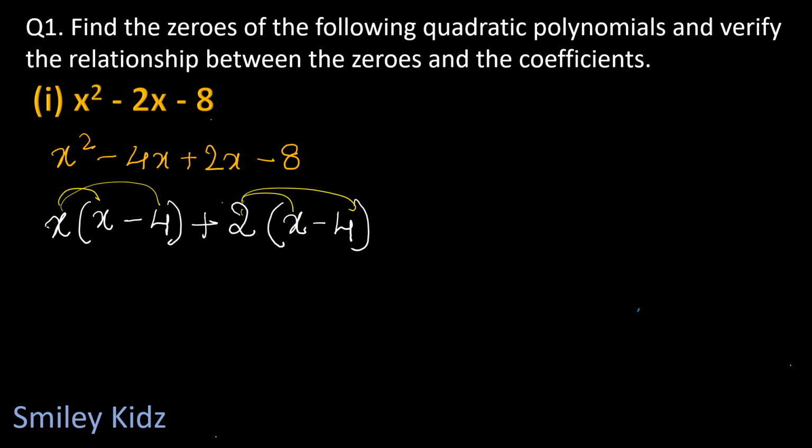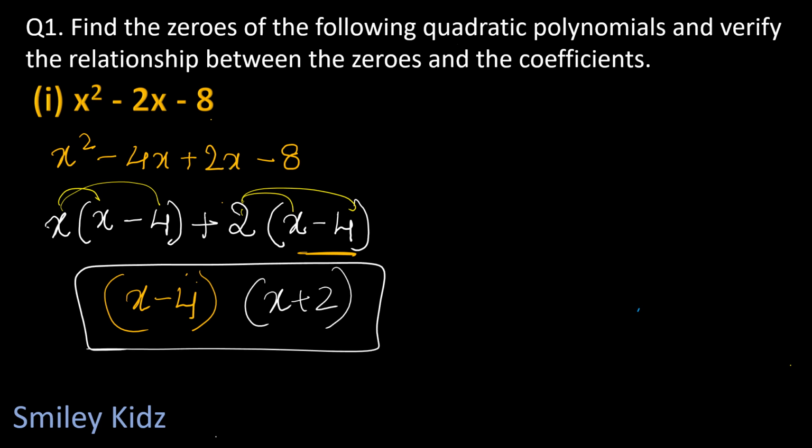Now here we have x times x minus 4 plus 2 times x minus 4. What do you find common? We find x minus 4 common. So let's take out x minus 4 common. And then here we have x plus 2, isn't it? So it's going to be x plus 2. Now, we arrived at x minus 4 times x plus 2.